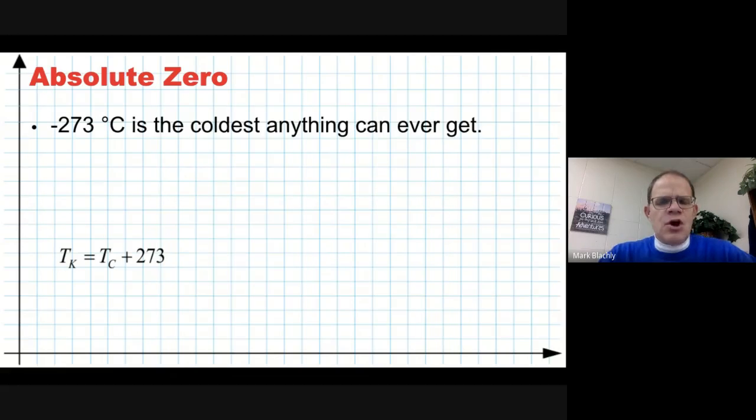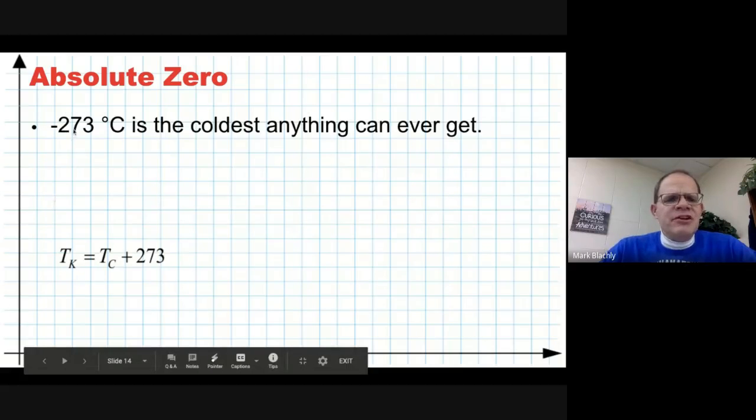273 degrees below zero is the coldest we can ever get. Temperature is a measure of motion, kinetic energy, and you can't get colder than not moving. When things are stopped, they can't move any slower. So it turns out temperature doesn't go on forever. It has a bottom, and the bottom is at 273 degrees below 0 on our scale.